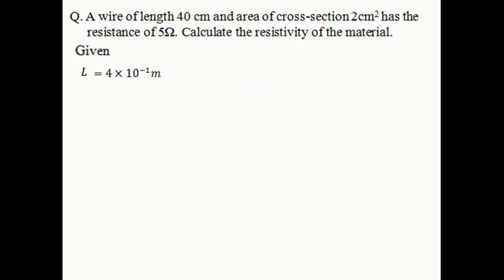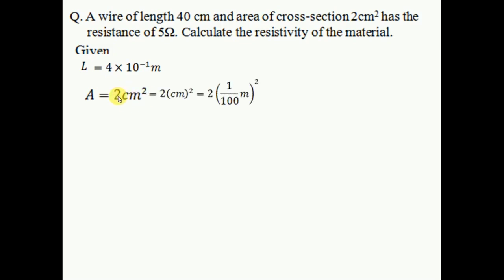Next thing which is given is area of cross section. Area is 2 centimeter square. Again, the problem, it is given in centimeter square. I need to convert it into meter square. This 2 centimeter square, I can write as 2 bracket centimeter whole square, because it's a square of centi and meter. Again, we know the value of centi is 1 by 100, so I put 1 by 100. Now when I square 1 by 100, it will be 2 into 1 by 100 square into meter square.